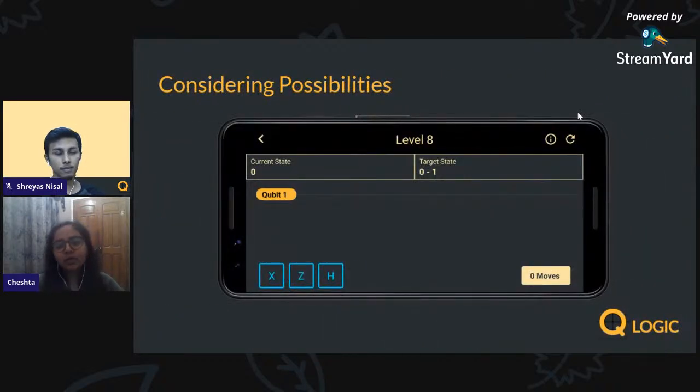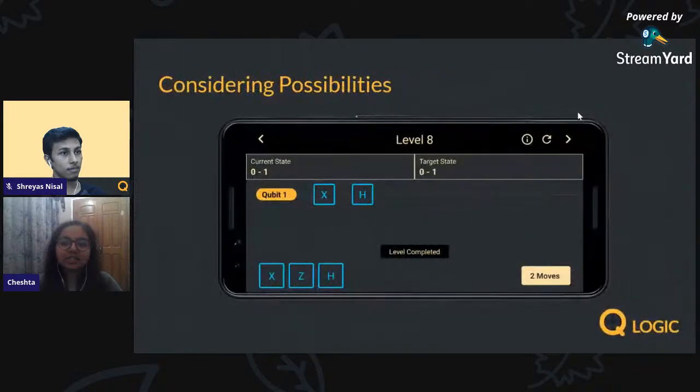The next thing we think you should focus on is working out all the possibilities of a quantum move or your quantum game. So let's talk about this level here. We need to take this zero state to the 0 - 1 state. And as we discussed earlier, you can do it in two ways. The first way is to apply an X gate and then an H gate. So that's the first way we can solve it. And the second way is shown in the next slides.